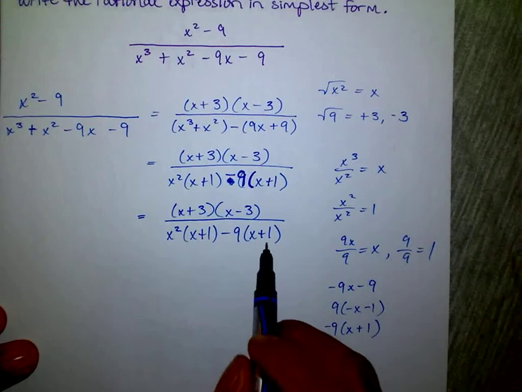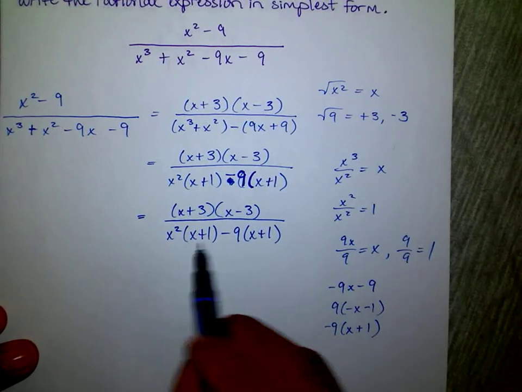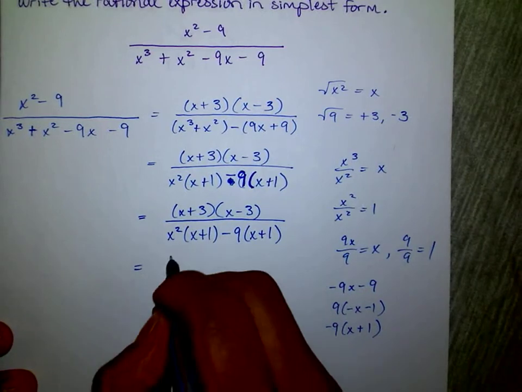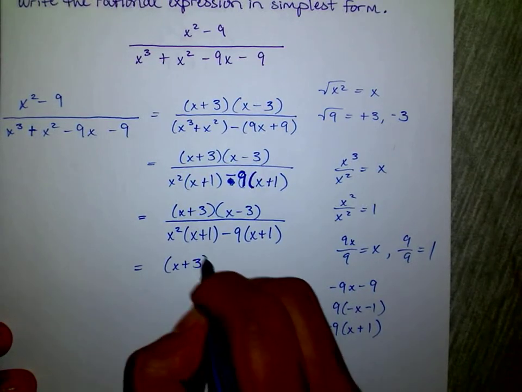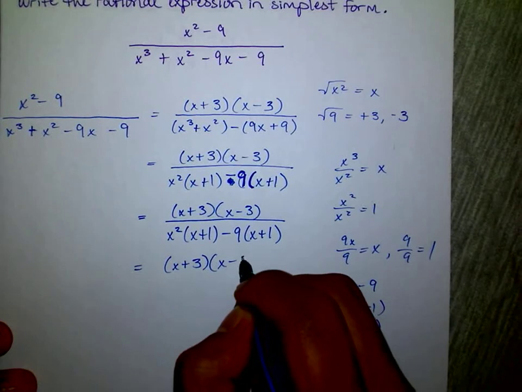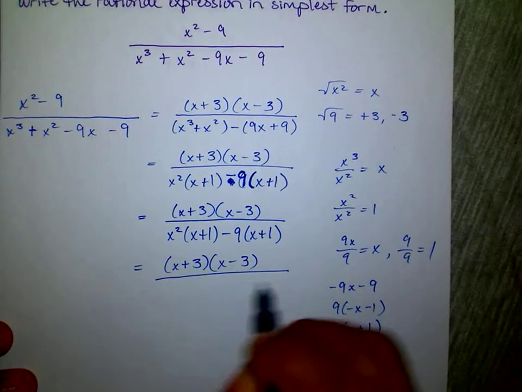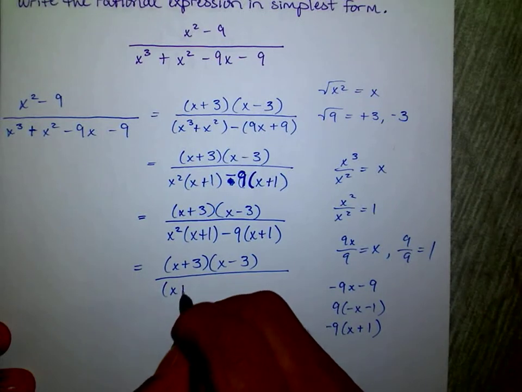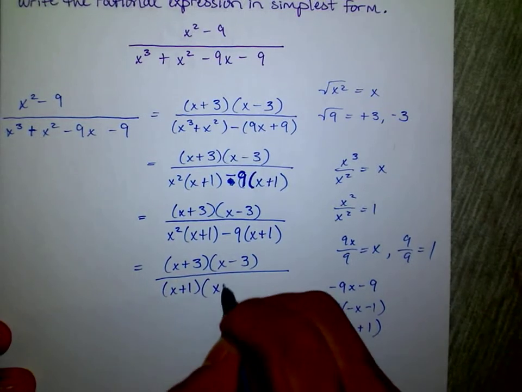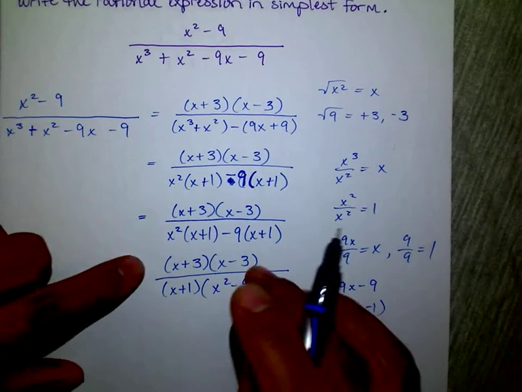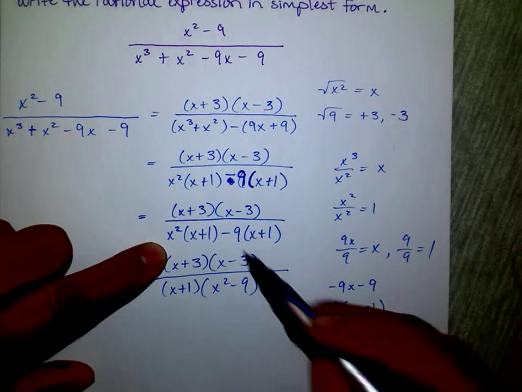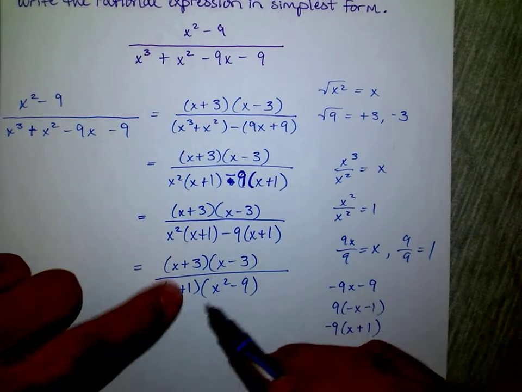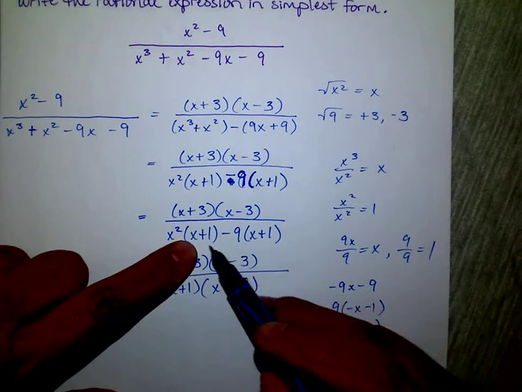Now, since this repeats, we can write this one time. We can write that as one factor. And what we're going to end up doing is going to be x plus 3 times x minus 3 over, and now this is going to be x plus 1 times x squared minus 9. What I did was I took these two and I put those right here. Since this showed twice, we only had to write that once, because really this is just a fancy form of distribution.